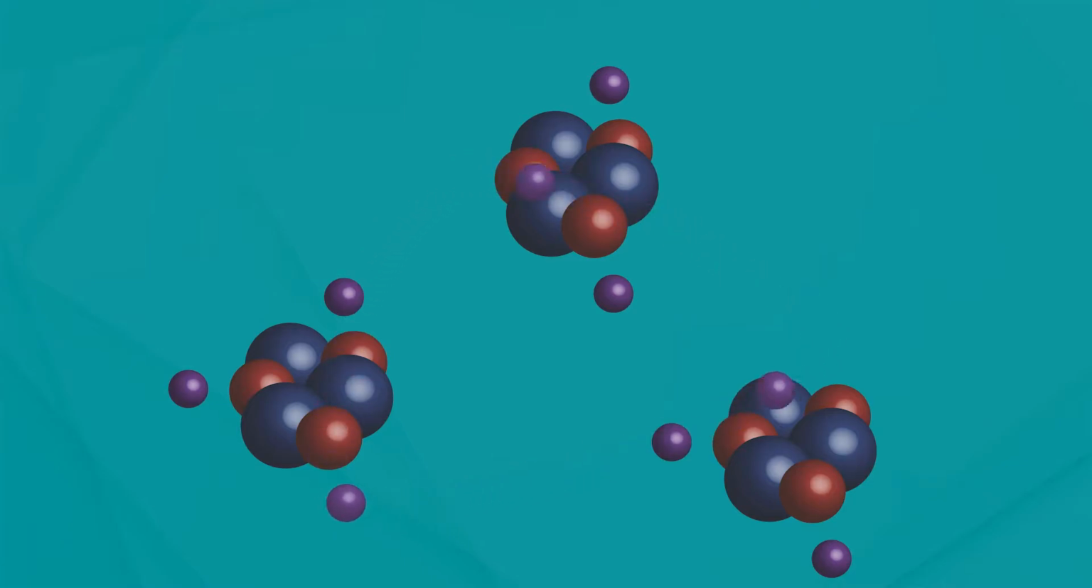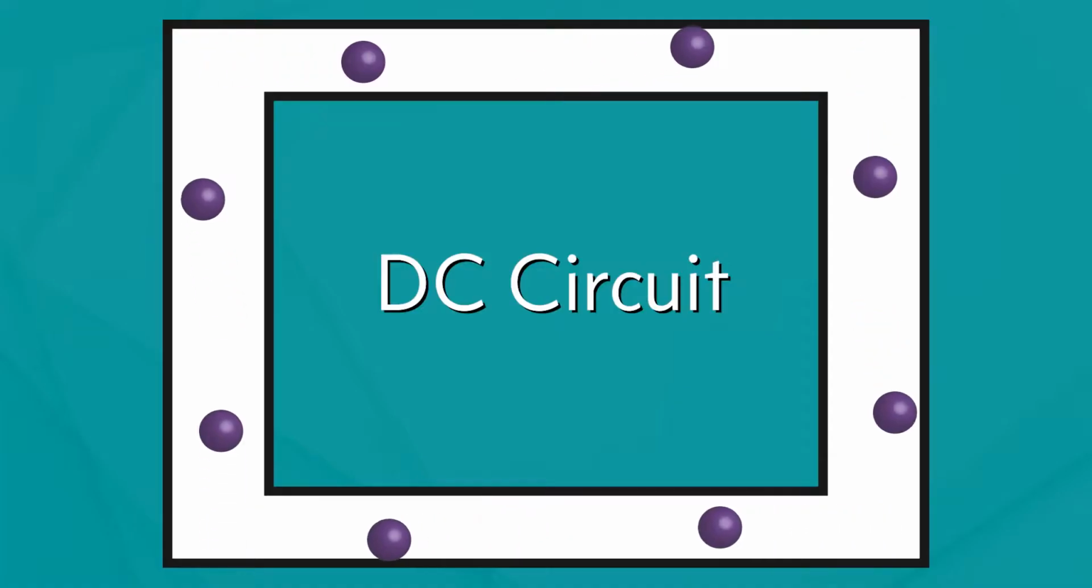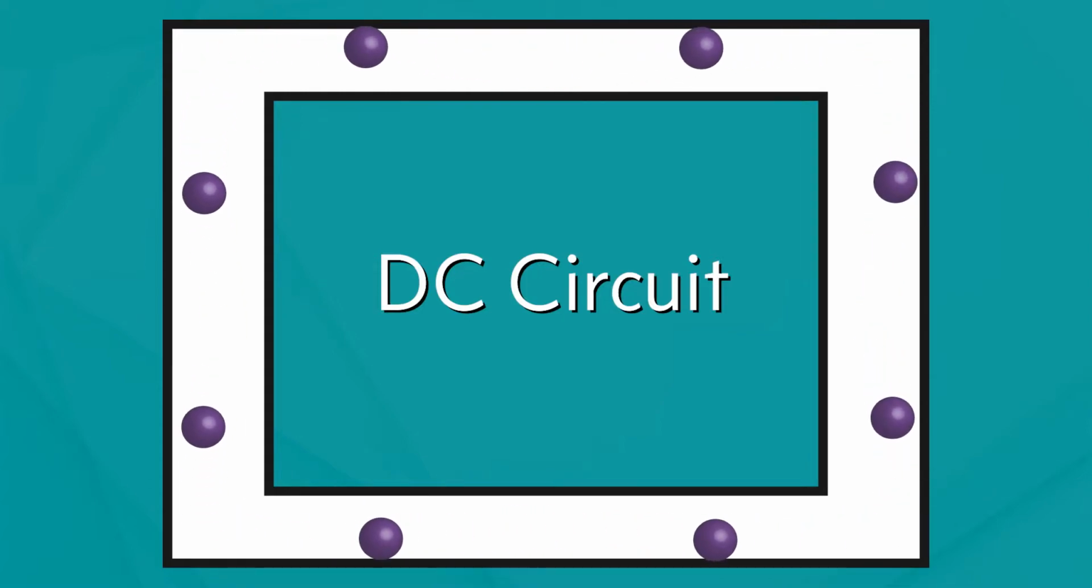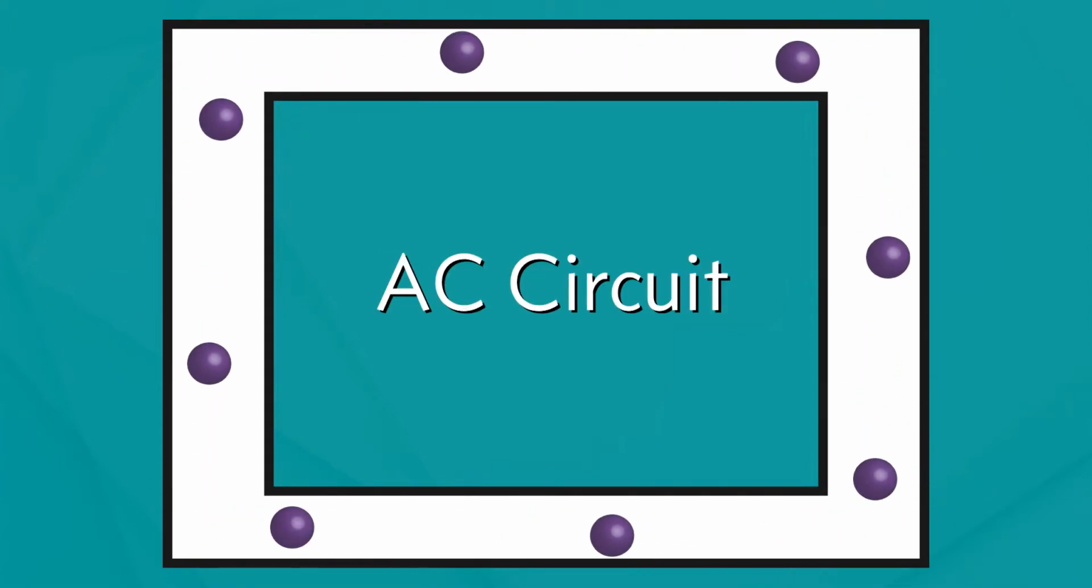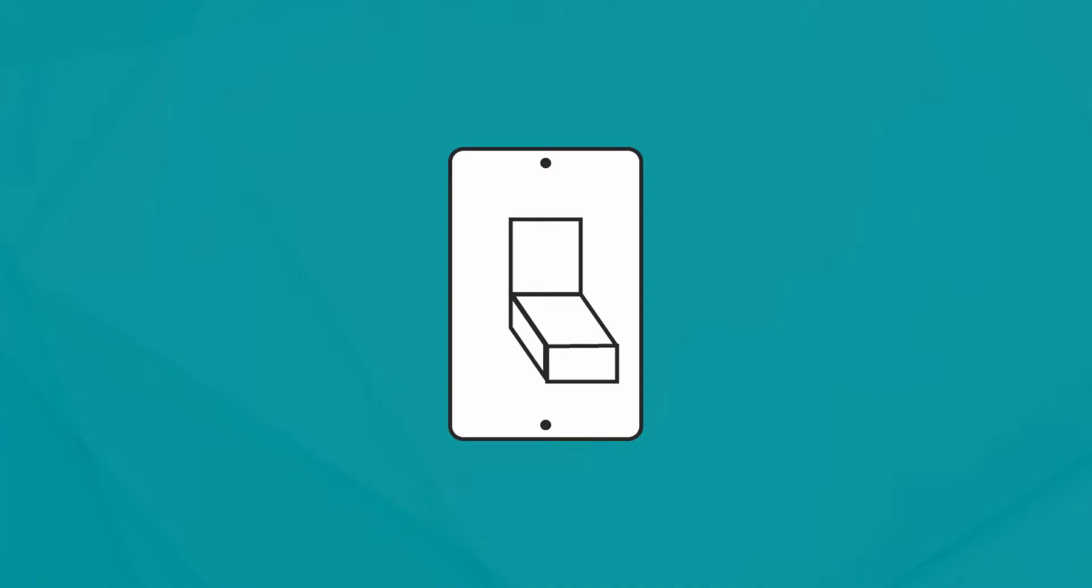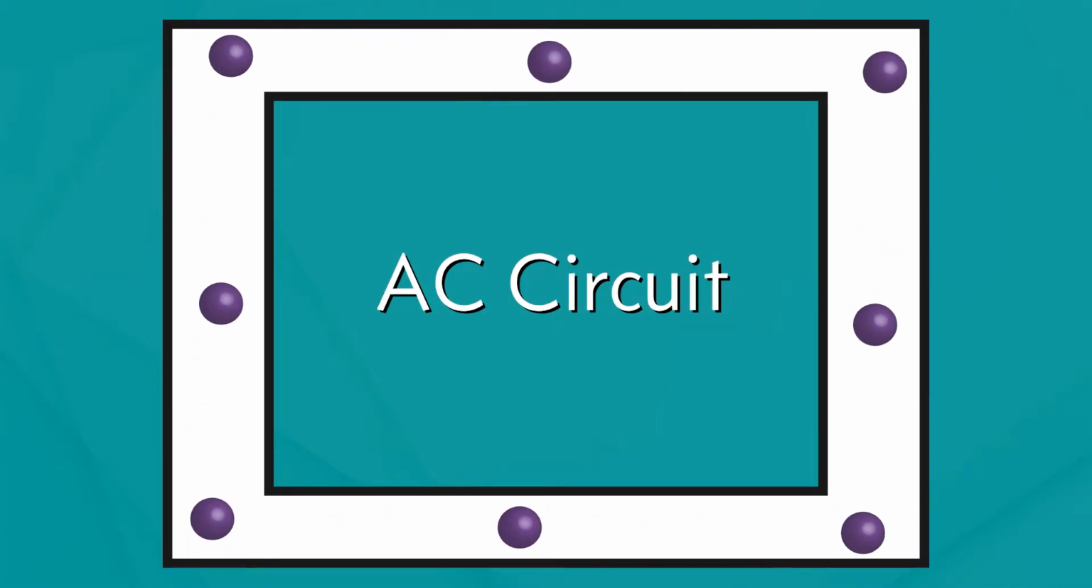That's one type of electricity, static electricity. The other type is called current electricity. This is a constant moving flow of electrons. There are two kinds of current electricity: direct current, or DC, and alternating current, AC. Direct current electricity means the electrons move in one direction. Alternating current means the electrons flow in both directions. The electricity we use every day when we flip a light switch or plug something into an outlet is alternating current electricity.